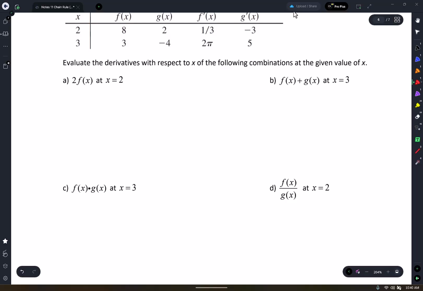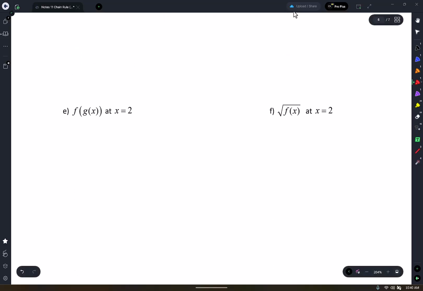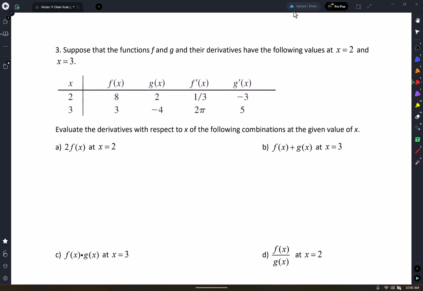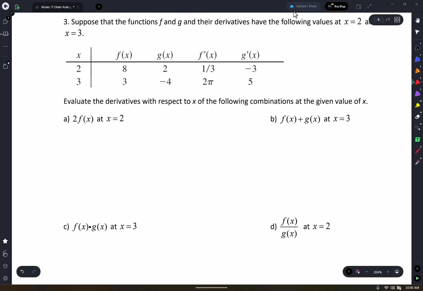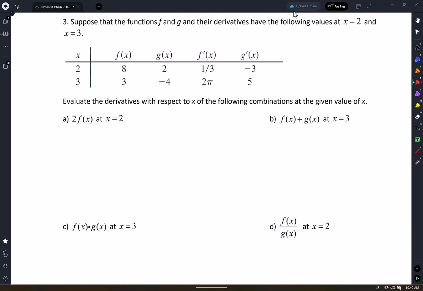All right, guys, here we go. This is kind of like a review. This is actually a really good review. Maybe we'll have an exam similar to this. d dx of 2f of x. The derivative of 2f of x is just 2f prime of x.